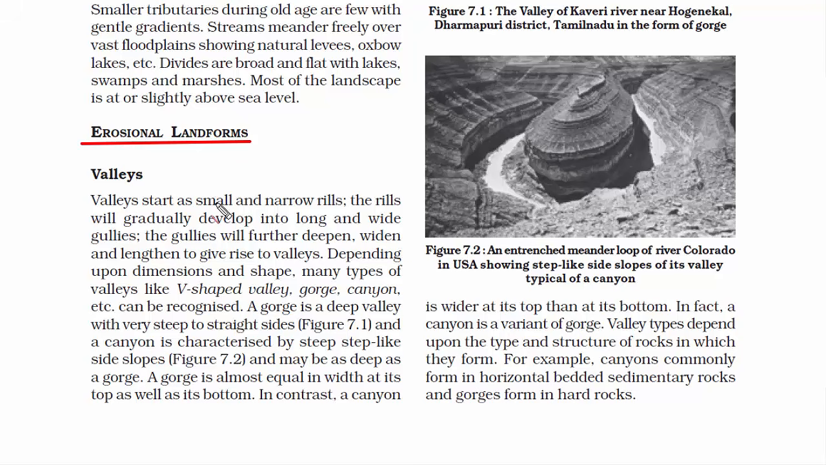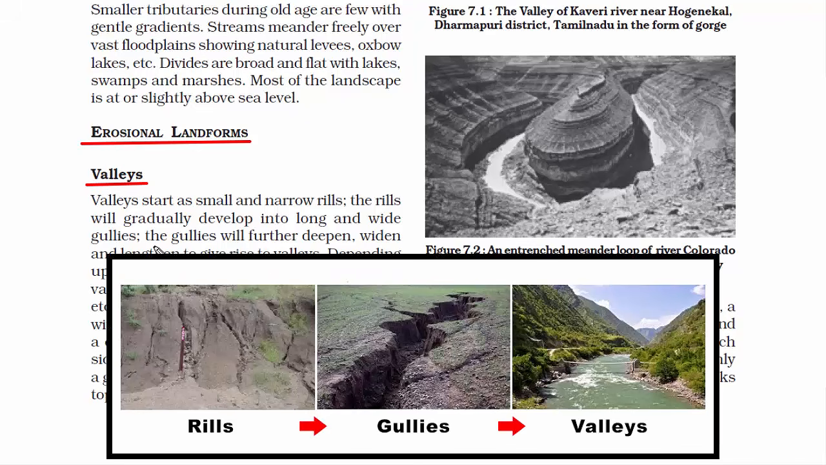Now these are landforms that are created by erosion. Under this topic, the first one is valleys. We have just read about how valleys are formed. So valleys start as small and narrow rills. The rills will gradually develop into long and wide gullies. The gullies will further deepen, widen and lengthen to give rise to valleys. This is how valleys are formed.